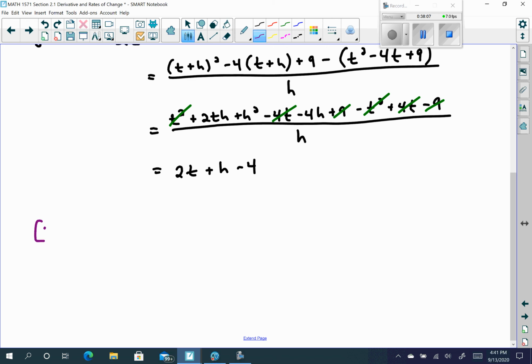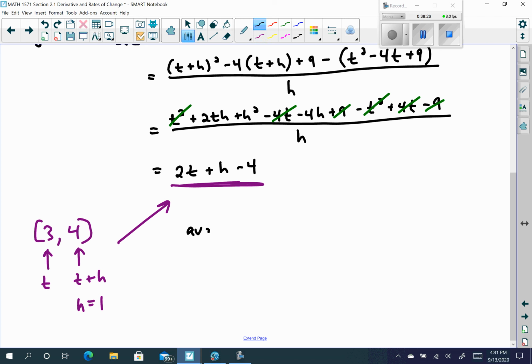So now let's look at the interval from 3 to 4. Well, since I already found this, I don't have to go through this process again. Here, this is my t. This is t plus h. So what did I add to 3 to get 4? So in this case, h is just 1. And now I can substitute in here. So the average velocity here is just going to become 2 times 3 plus 1 minus 4. So that's 6 plus 1, 7 minus 4 is 3.